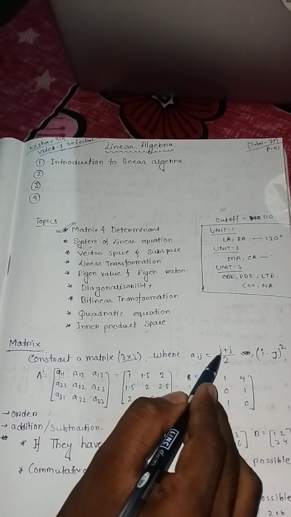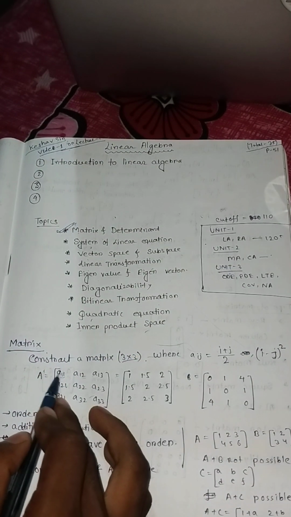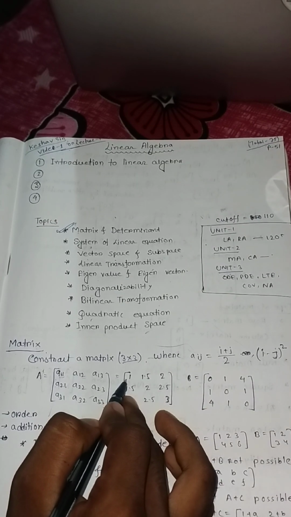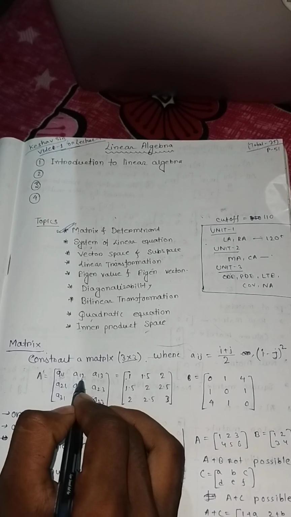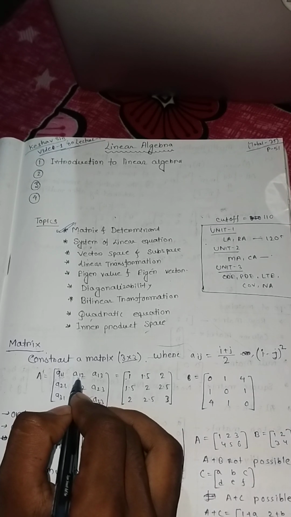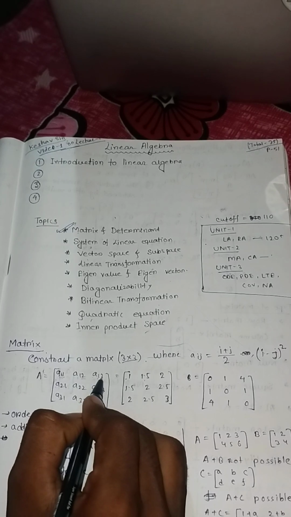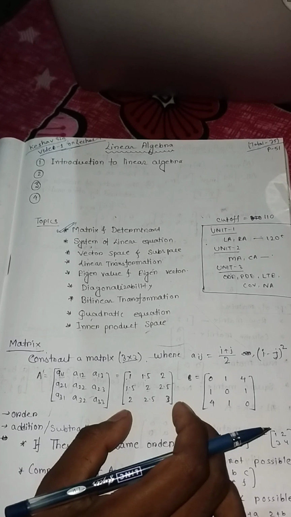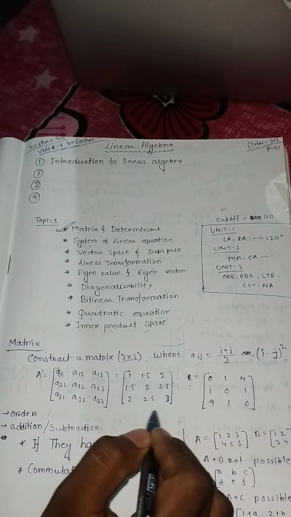Now here it says (i plus j) by 2. Here i is 1, j is 1. So 1 plus 1 is 2, divided by 2, that means 1. So the value of a11 is 1. Also i is 1, j is 2, so (i plus j) by 2 means 3 by 2, which is 1.5. Then 1 plus 3, 4 by 2, is 2. Similarly 2 plus 1, 3 by 2, is 1.5. These are all the results, and you can easily understand what happened. Our actual result is this.